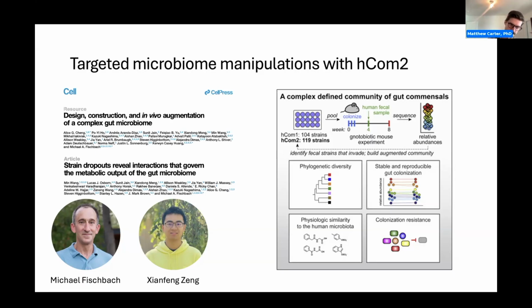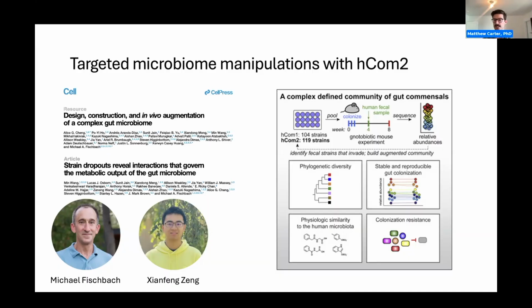Huang, as well as Justin, which is this complex designer community called HCOM, which is basically the largest synthetic community that has been constructed to date, which was very painstaking work from postdoc Alice Cheng in his lab, where basically they remarkably showed that if you individually culture, in this case over 100 strains, combine them and put them in a mouse, they will actually form a stable community.